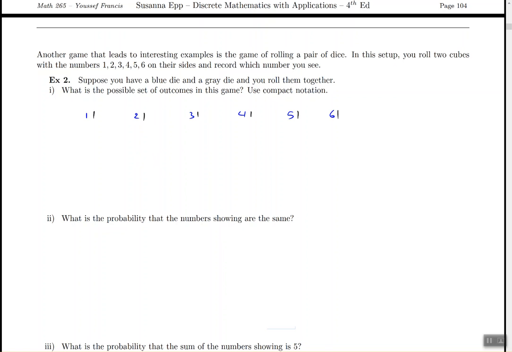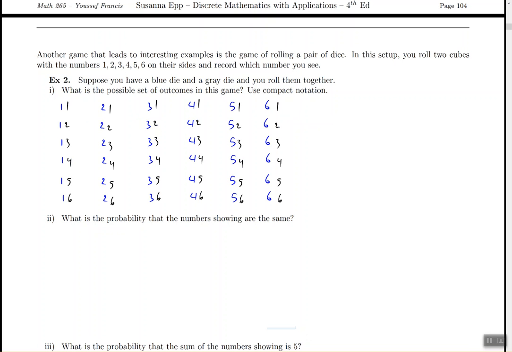So the first thing that could happen is the blue die could be 1 or 2 or 3 or 4 or 5 or 6, whereas the gray die can stay 1 on all of those choices, okay? Then in the same way, now the blue die could go 1, 2, 3, 4, 5, 6, and the gray die could be 2 or 3 or whatever. So we're gonna make a list of all the possibilities. So there's the list of possibilities.